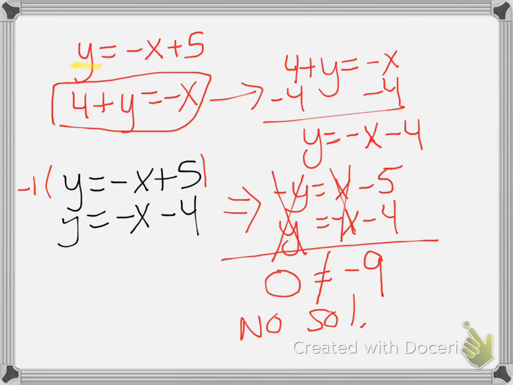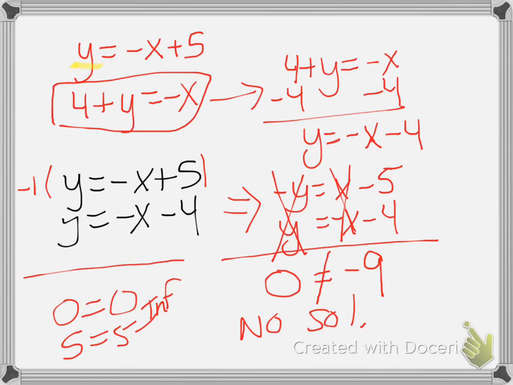One thing that I find that the students get confused on is if you solve and you get 0 equals 0, they want to say no solution because it's a 0. If you get 0 equals 0 or 5 equals 5 or 10 equals 10, that means that these are infinitely many. There's infinitely many, there's no solution, and there's one solution. And so you want to know the difference between those.